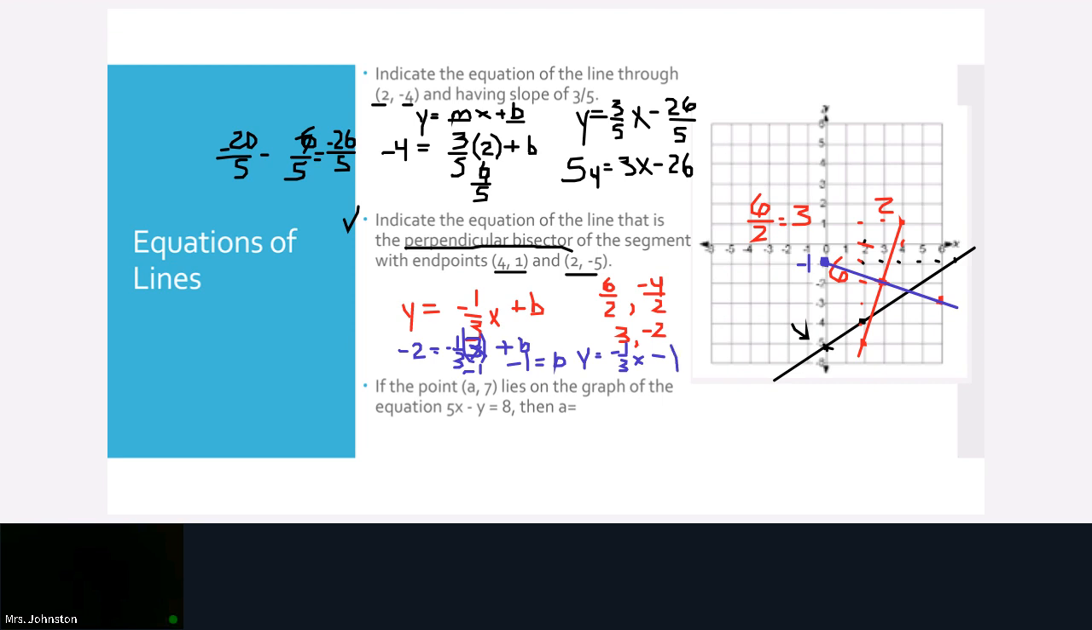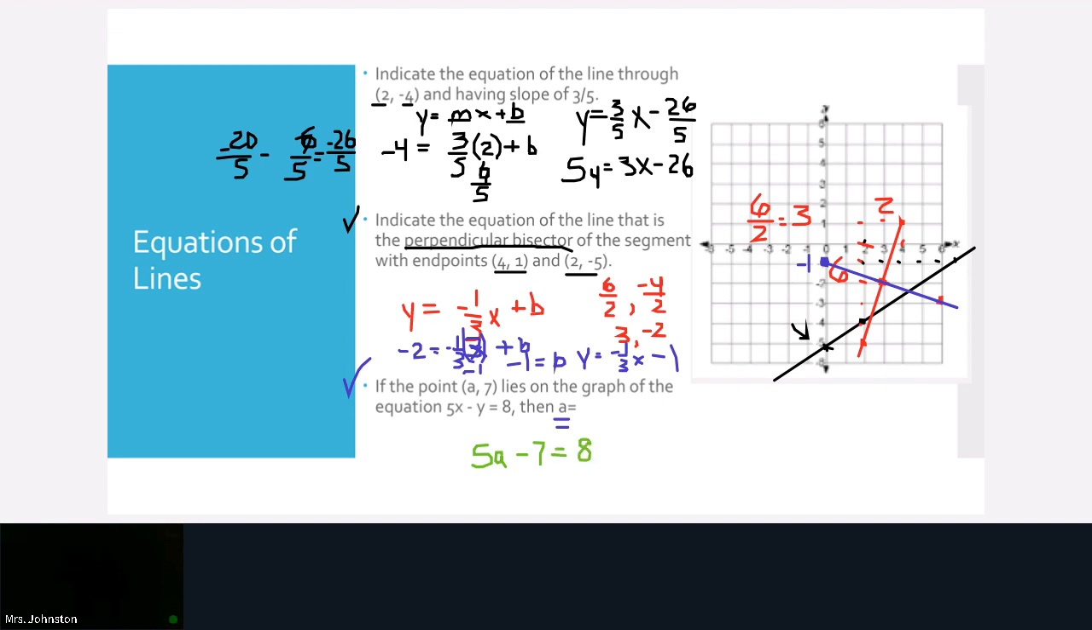All right, now what about this one? If the point a, 7 lies on the graph of the equation 5x minus y equals 8, then what does a equal? Well, this one I don't need to graph. This one I'm just going to calculate. I don't know x, but I'm going to call it a, but I do know y, and I know it's going to equal 8.